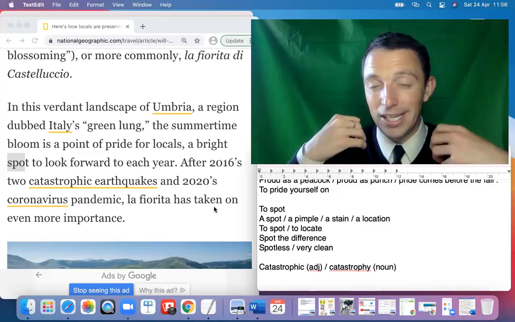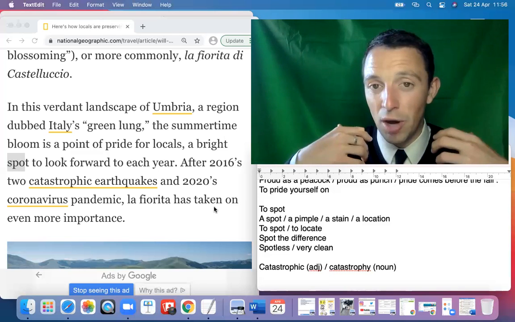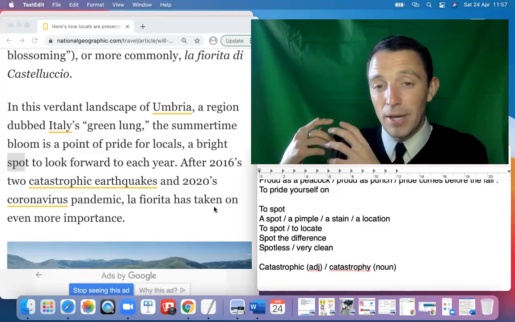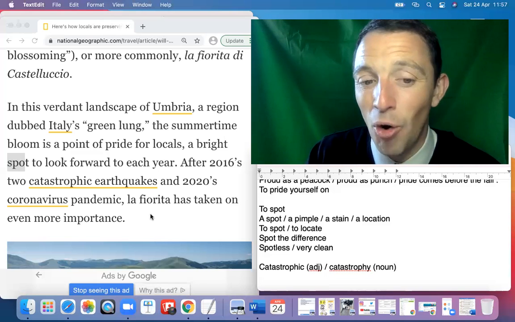So to take on is to assume. You take on a new responsibility, you take on a new job, you take on new workers in the company. So it's to assume. Okay, so it has become or assumed more important.